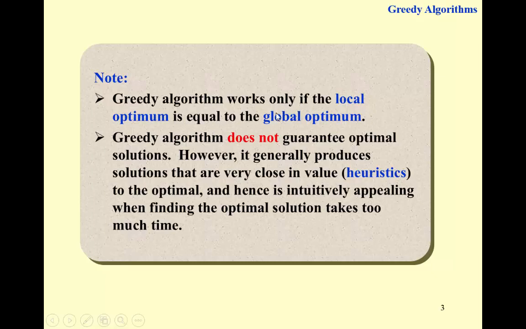On the other hand, even though it doesn't work, it generally produces solutions that are very close in value, so-called heuristics, to the optimum, and hence is intuitively appealing when finding the optimal solution takes too much time. So what does it mean? Heuristics, in Chinese we say 启发式的. A heuristic algorithm is 启发式算法. Still have no idea, right?